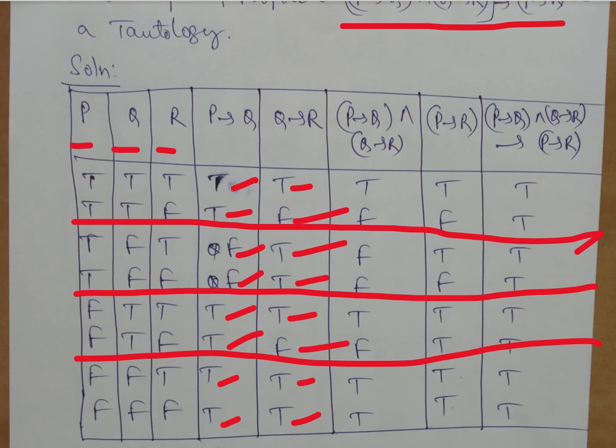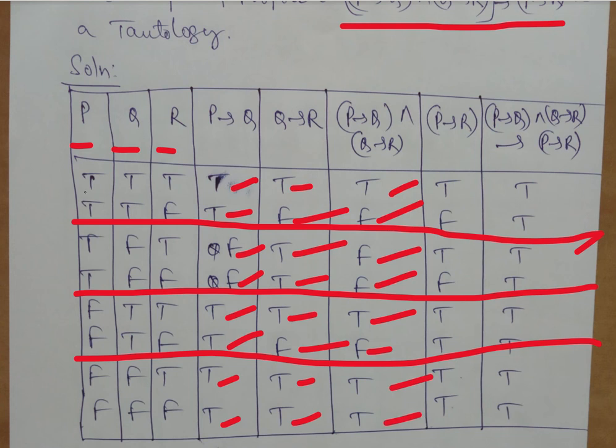Now P imply Q and Q imply R. So it is the and operator. So both are true, true, otherwise false. T, T, T. There is F, false. F, false. F, false. Both are true, true. False, false. Both are true, true. Both are true, true.